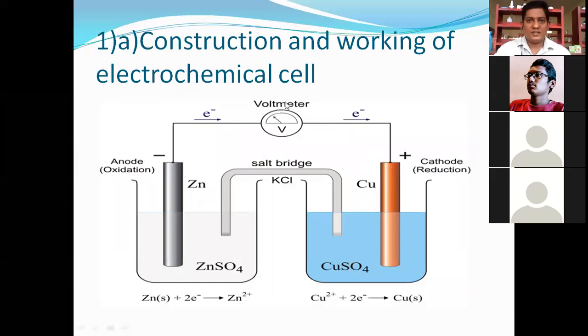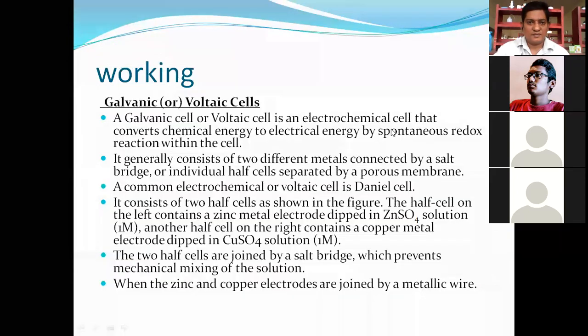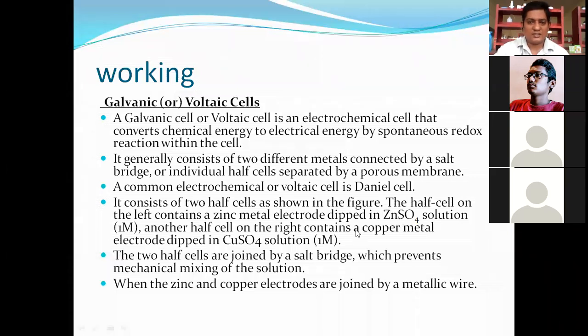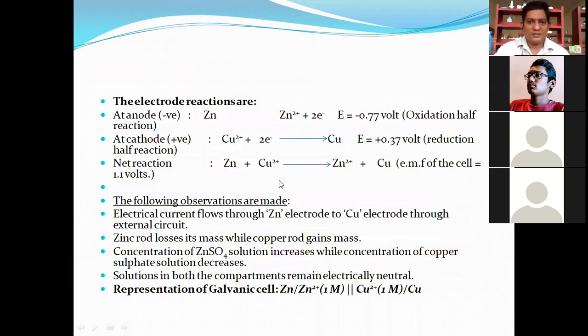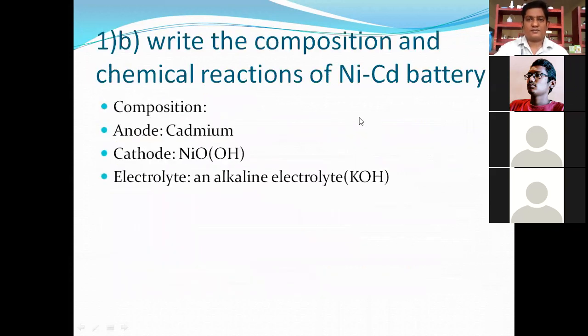What did we learn in the first question? The first content was construction and working of electrochemical cells. An electrochemical cell and a galvanic cell are the same. Zinc sulfate and copper sulfate with a salt bridge. Galvanic cell or voltaic cell: zinc sulfate is 1 molar concentration and copper sulfate is 1 molar concentration, in salt bridge notation. Now the net reaction contains oxidation and reduction. I would like to remind you of all these things.